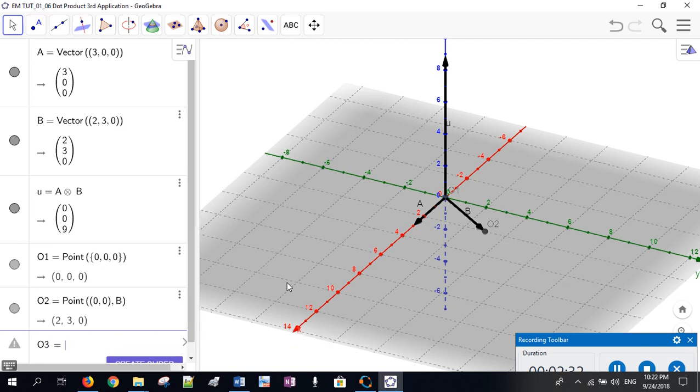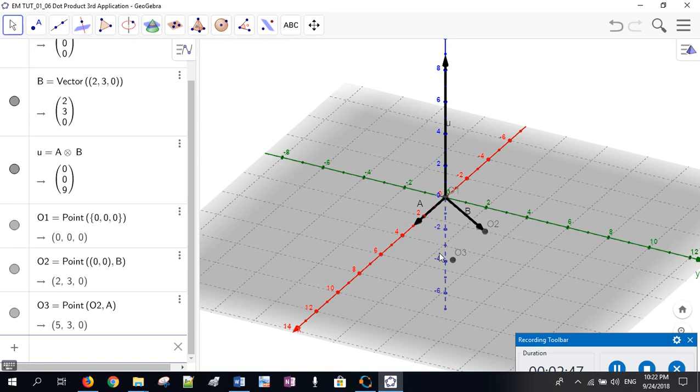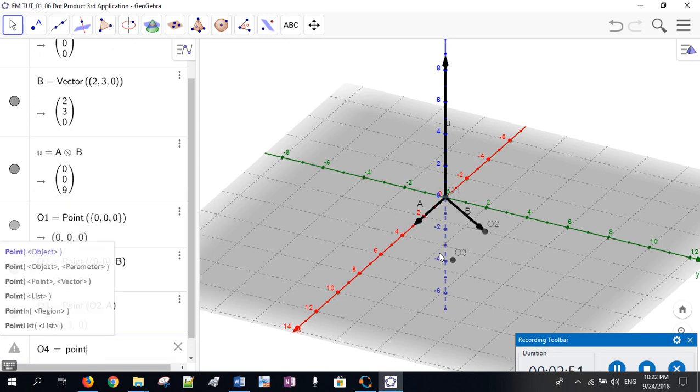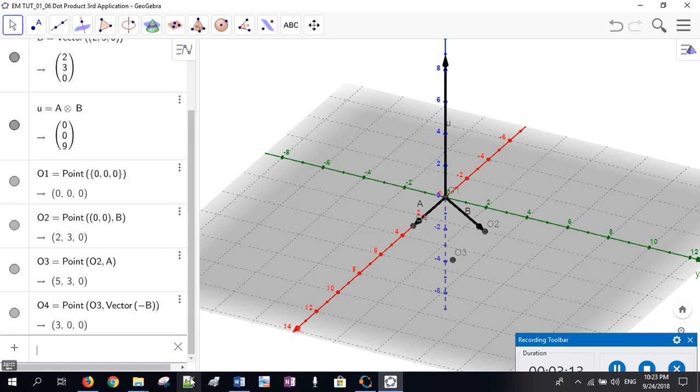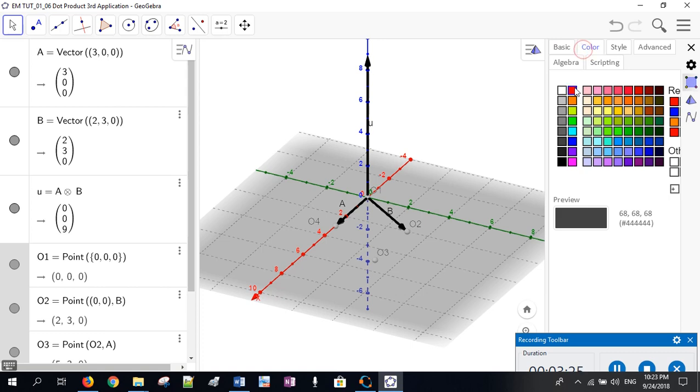Third point: choose O2 and move in the direction of A. And the last point, O4: choose O3 and move in the direction of B. The direction will be minus B, because it is reversed here. Setting color.